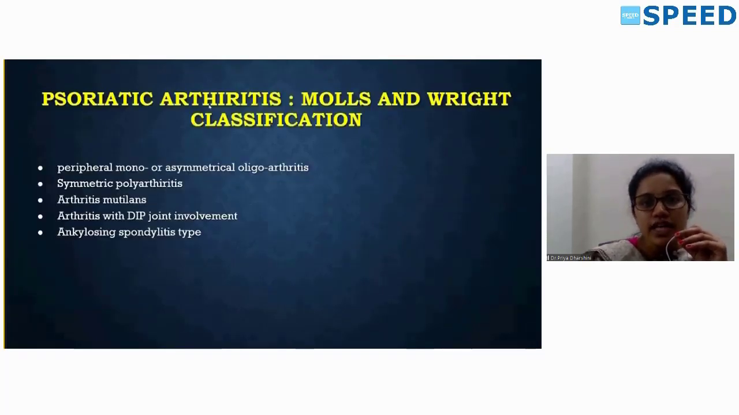So you should know the psoriatic arthritis classification, the Moll and Wright classification. The patient will have five different clinical findings: peripheral mono or asymmetrical oligoarthritis, which is the most common clinical presentation; symmetric polyarthritis, with more than three joints involved; arthritis mutilans, where all the joints will be involved, leading to destruction and degeneration in a very rapid manner; arthritis with DIP joint involvement; and an ankylosing spondylitis-like presentation, which the patient might also have.